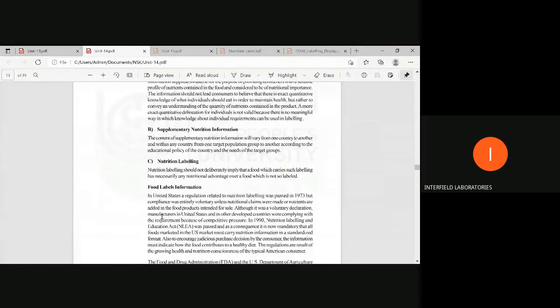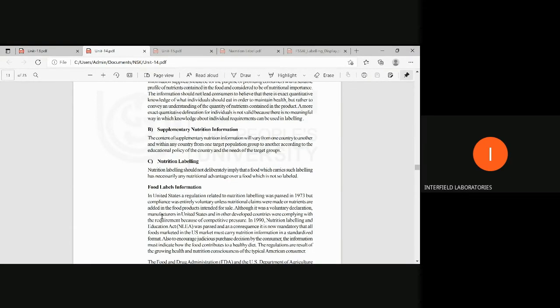The nutrition labeling should not deliberately imply that a food which carries such labeling has necessarily any nutritional advantage over a food which is not so labeled. So one food may be labeled and the other food may be unlabeled. But nutrition labeling should not imply that the labeled food is superior to the other one. The labeling should be only to provide information to the customer, not to compare with the other product. There should not be anything which compares one product with the other one. The comparison should be done by the consumer only.